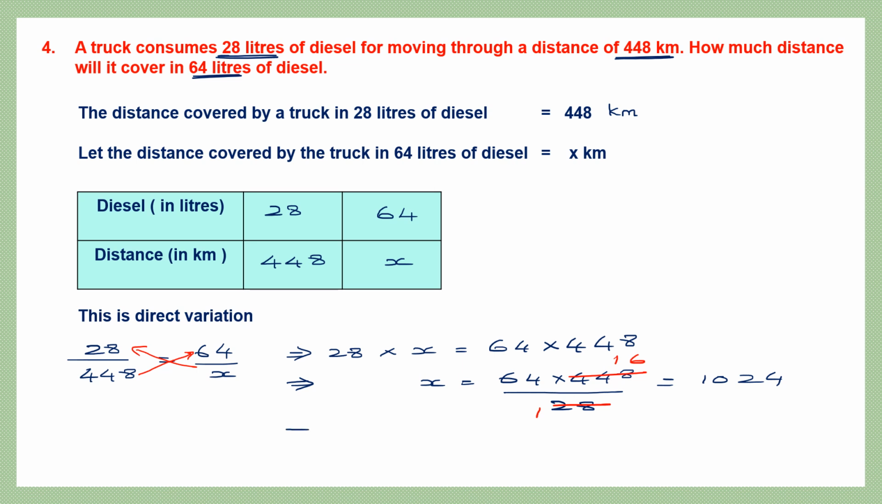So we have found the value of x. X is equal to 1024. And what is x? Here we said, let the distance covered by the truck in 64 liters of diesel be x kilometers. So we have found that distance, and that is 1024 kilometers. So this is our answer.